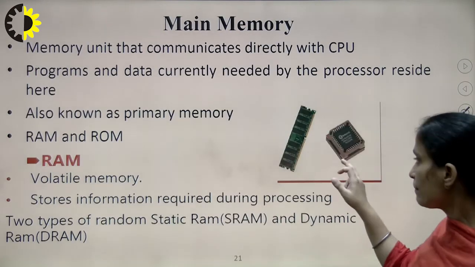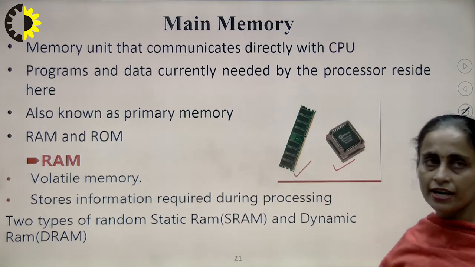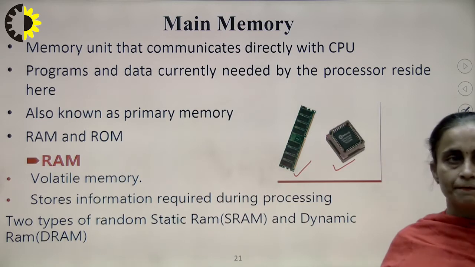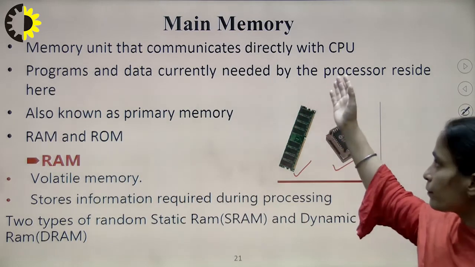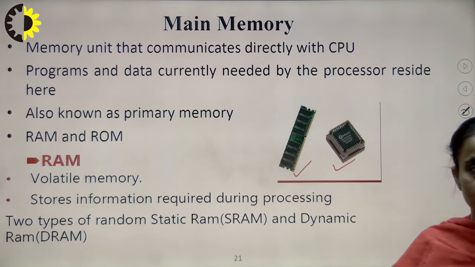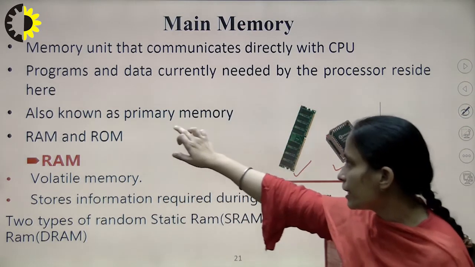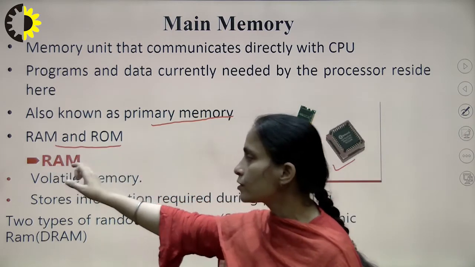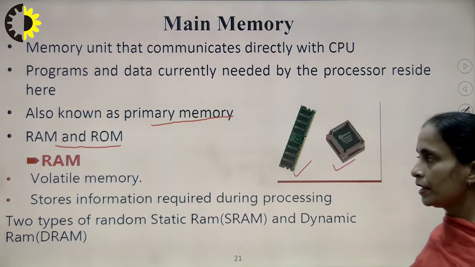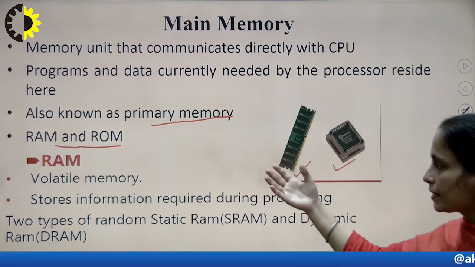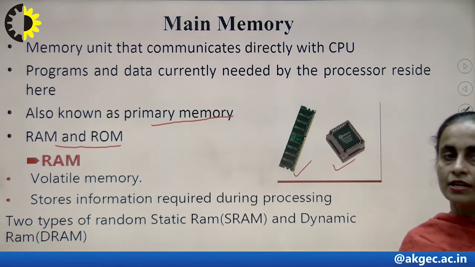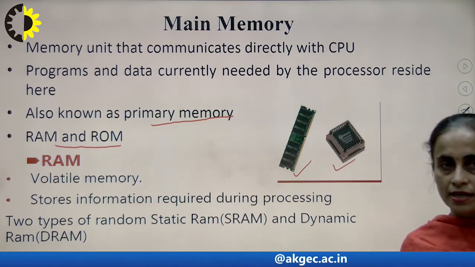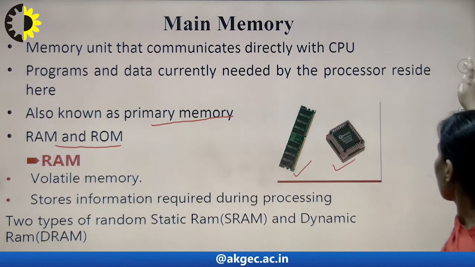Then this is my main memory that I have seen, very common. This is the memory unit that directly communicates with my CPU, where I am storing my program and data that are currently being used, and I say it is the primary memory. I can categorize my main memory into two parts, one is my RAM and another is my ROM. And we all know that RAM is volatile, it stores the information required during processing, and there are two types of RAM, one is static RAM, another is dynamic RAM.